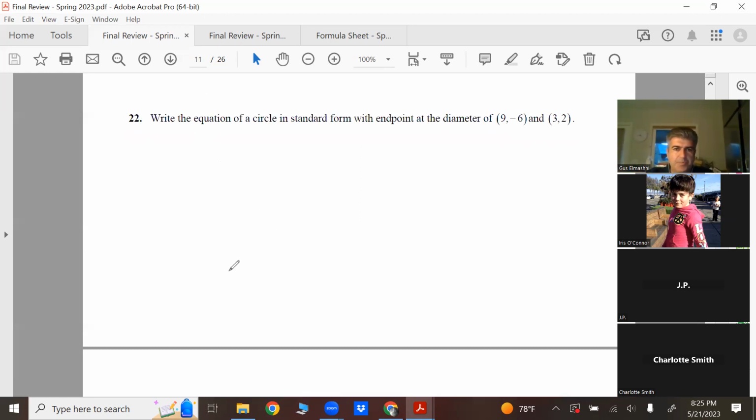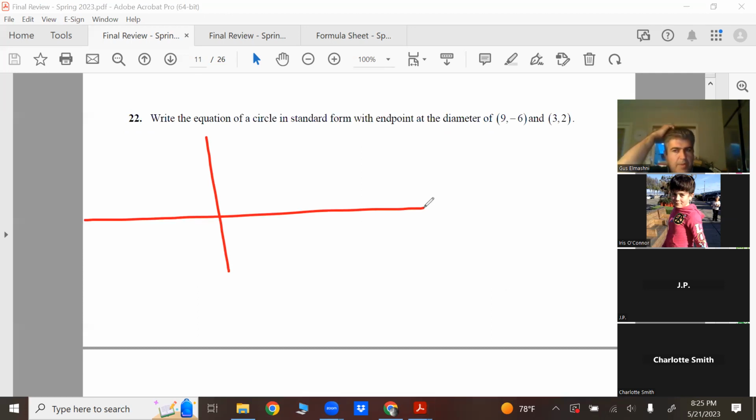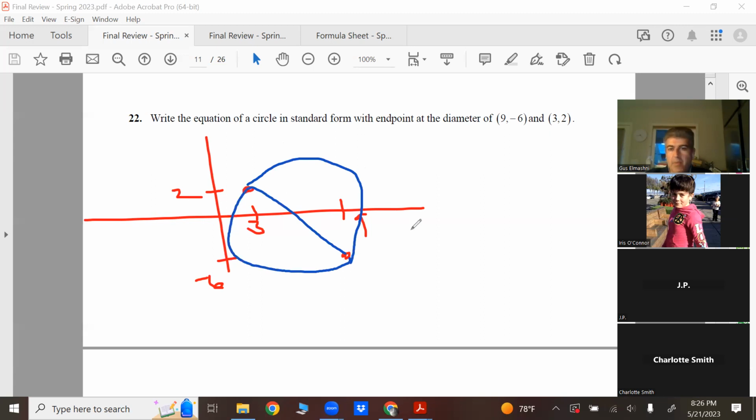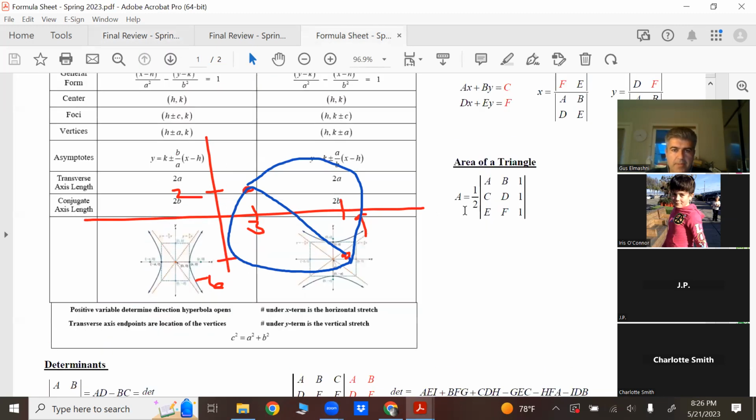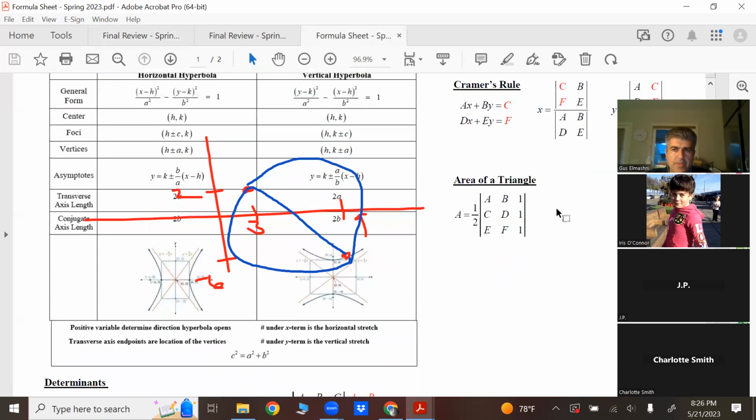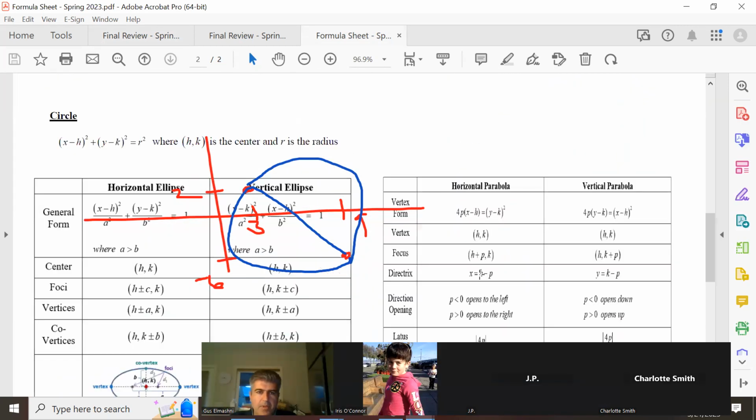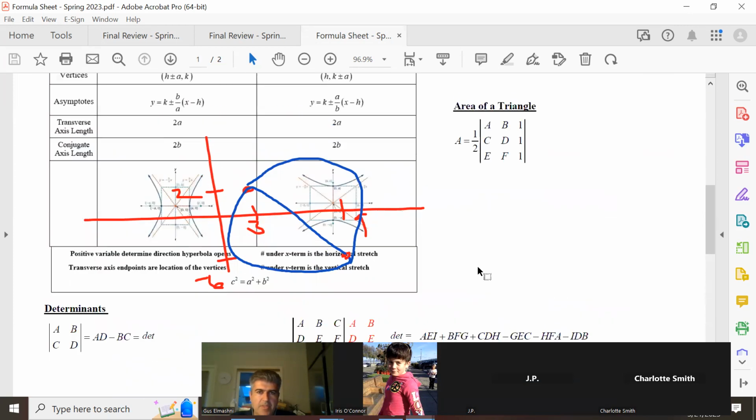22. Here we go. Help me draw, and I will provide the coordinate plane just so you have that at your disposal. So 9, -6 is roughly over here, right? 3, 2 is roughly over here. Let me connect those dots. That's your diameter. So your circle kind of looks like this, right? So the question is, how do we find the length of that diameter? Well, your formula sheet will have distance formula on it, I believe. No, it does not, actually. But you don't need it. And here's just why. It's a skill set.